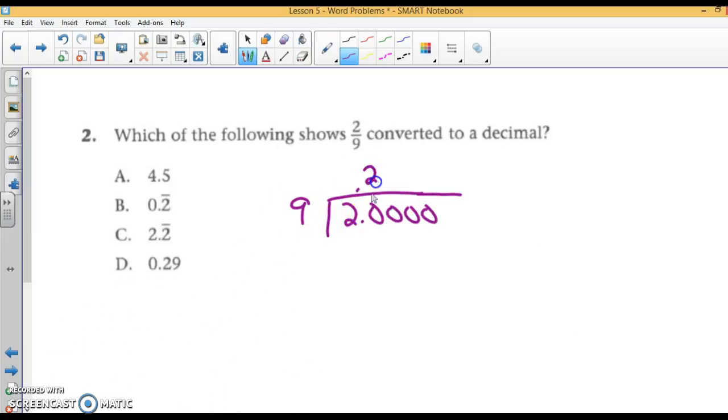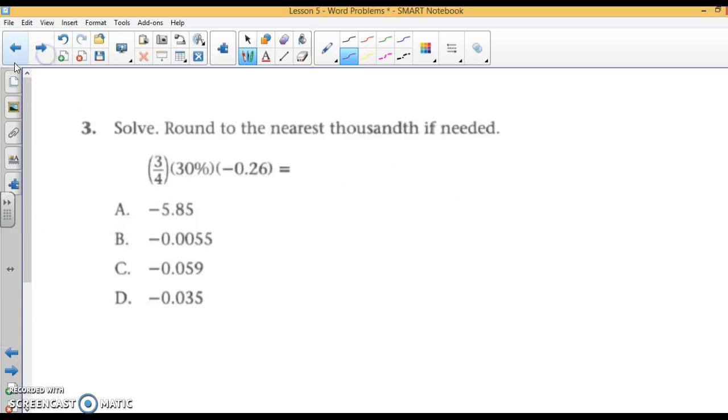9 goes into 20 2 times. That's 18. I subtract, I get 2. I bring down a 0. 9 goes into 20 2 times. That's 18. I subtract, I get 2. Bring down a 0. You can see what's going to happen here. This is going to be 0.2 repeating, which is B. All right. Again, pause your video and do this.